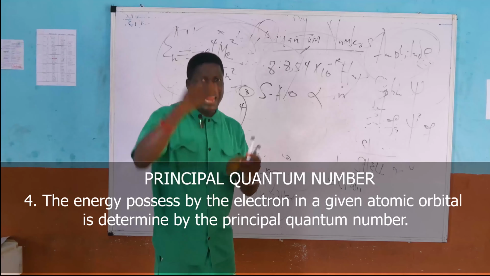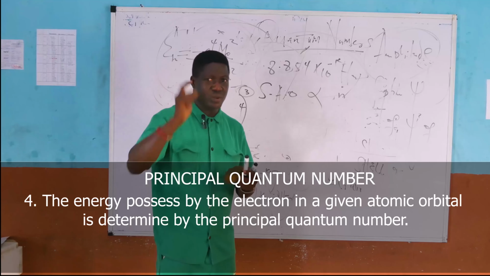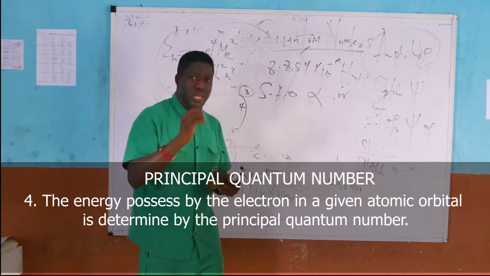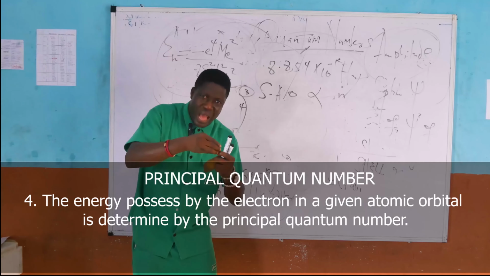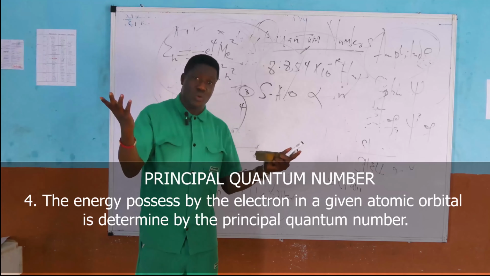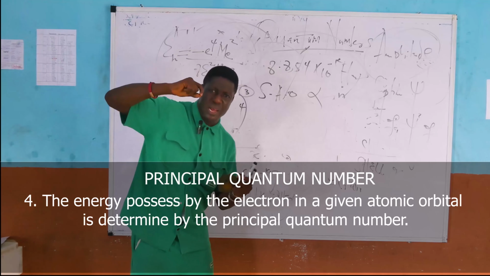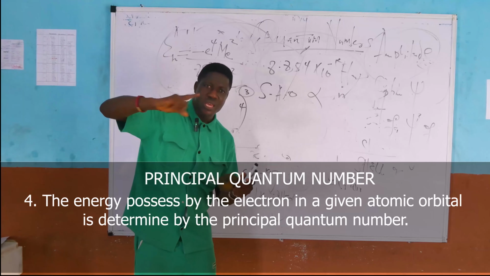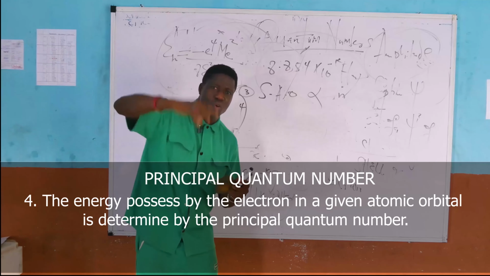When there is a high level, or the greater the principal quantum number, I'm reiterating this because it is very key. The greater the principal quantum number, the larger the size of the atomic orbital. And the larger the size of the atomic orbital, the farther the electron is from the nucleus of the atom.